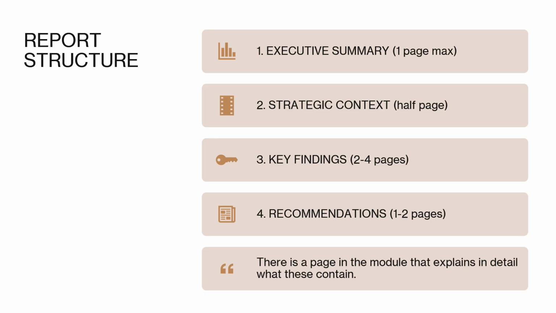Section 4 is recommendations, 1 to 2 pages, where you tell the reader what to do with what you found. We'll spend a couple slides on how to write those, because this is where student reports sometimes fall apart. There is a detailed page in the Canvas module that explains what belongs in each section. Make sure you read it before starting your final report.